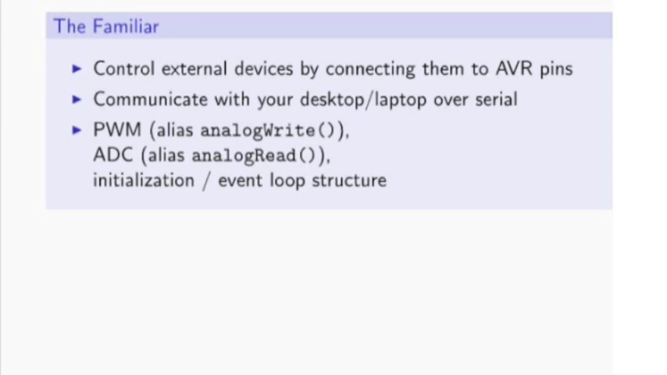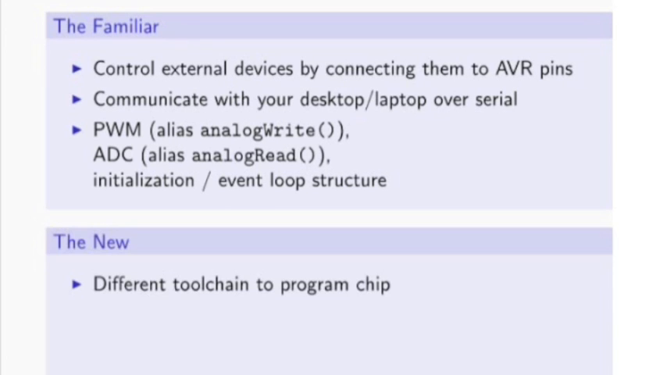Other things that will look familiar to you are the initialization of the chip and then entering into an event loop that repeats forever. In the Arduino, it's usually a setup and then a loop command. We'll see how that goes in C too. So a lot of things you know already will be applicable to learning to program the AVR directly.